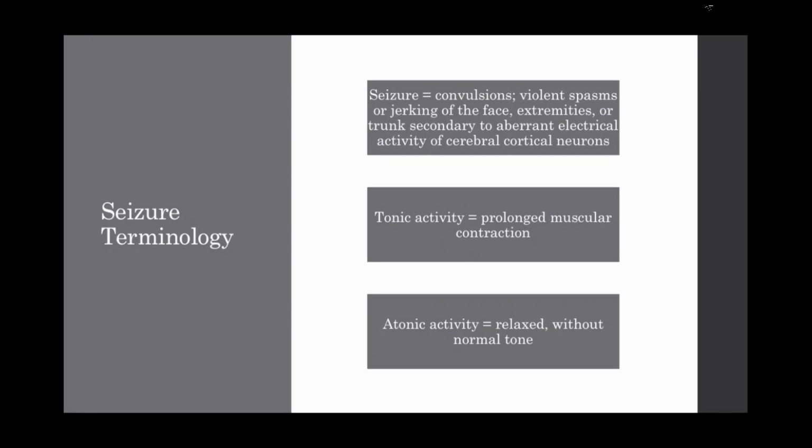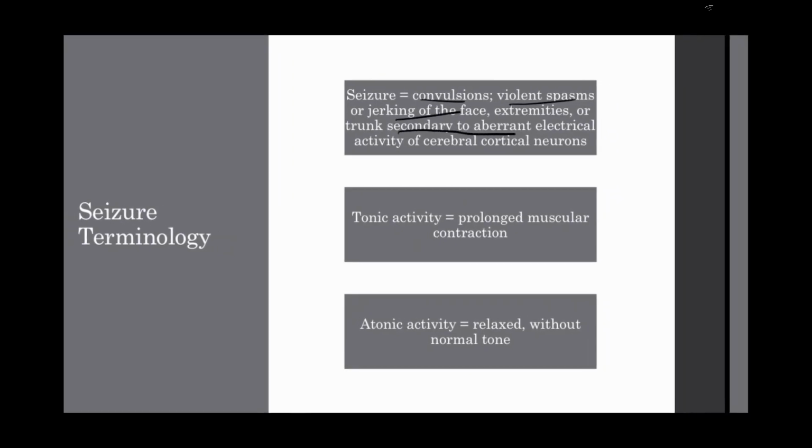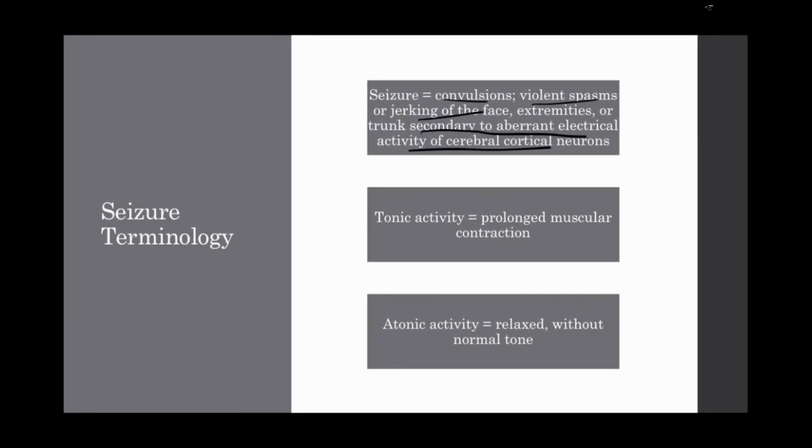So the terminology, the seizure itself, convulsions, violent spasms, jerking of the face, extremities, those are the seizures secondary to aberrant electrical activity of the brain. So there has to be some sort of discharge, some electrical activity going on that's causing the issue. Tonic activity, prolonged muscular contraction. So when you see your tonic, clonic, the tonic is this, everything's contracted. That's the tonic phase. Atonic activity, relaxed without normal tone.